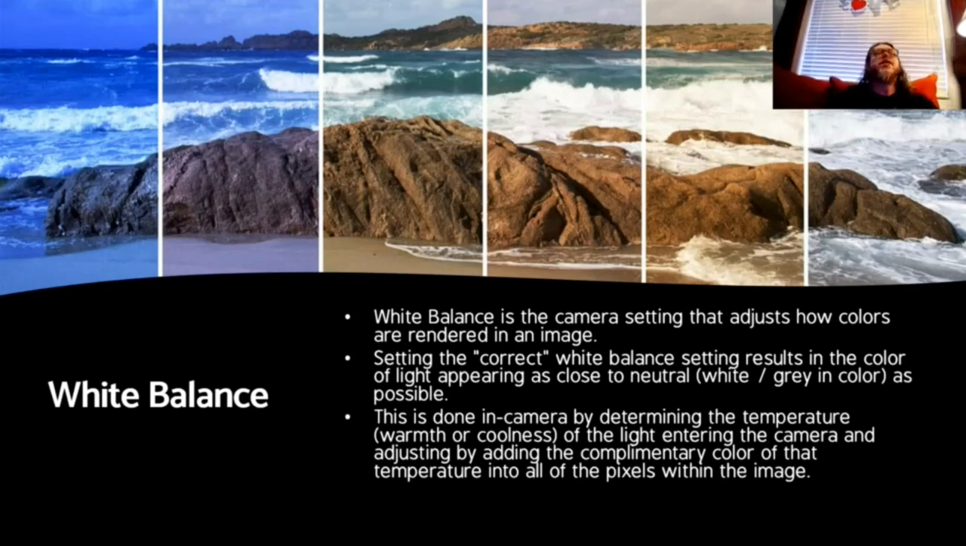So white balance, what even is it? White balance is a camera setting that adjusts how colors are rendered in an image. Specifically, the correct white balance should result in the color of light appearing as close to neutral, white or gray, as possible. And this is done in camera by determining the temperature, the warmth or coolness of the light that's entering the camera and adjusting by adding the complementary color of that temperature into all the pixels within the image.